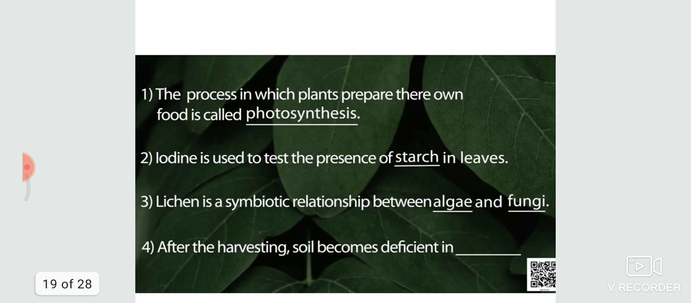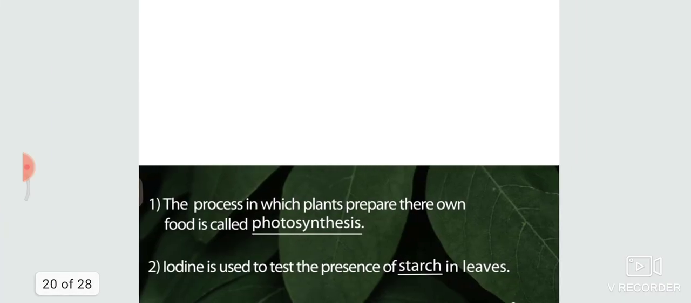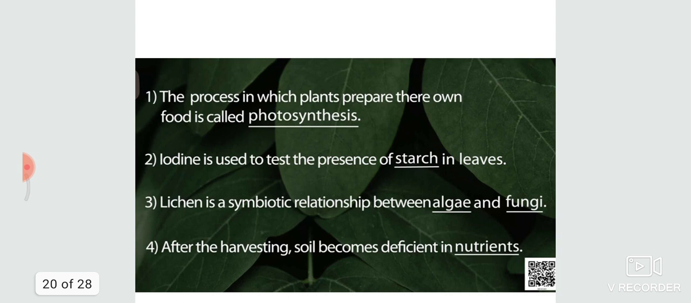Next question is question number four. After harvesting, the soil becomes deficient in what? Can you tell me in which thing the soil becomes deficient? Yes, of course. You are correct. The answer is: after harvesting, the soil becomes deficient in nutrients. Okay students, so the chapter is over and we have also done some in-between question answers. I hope you can understand the whole chapter.